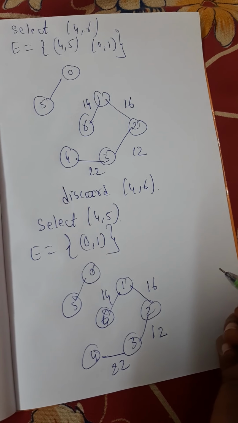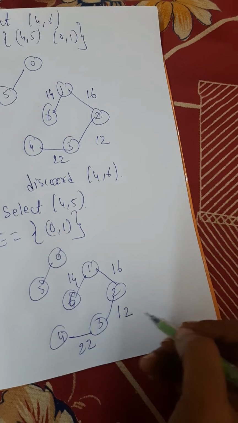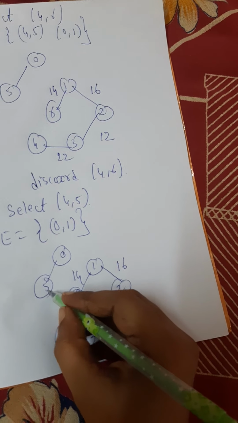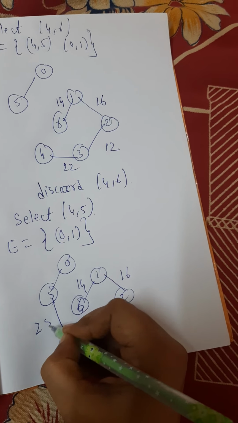Now which one have we planned to add? 4 5. Where is our 5? 4 5. Yeah, it will not form a cycle. So we can add this. What is 4 5? It is 25.